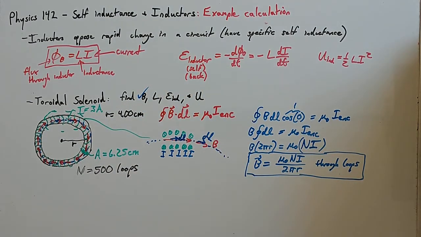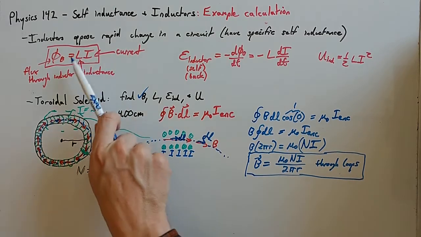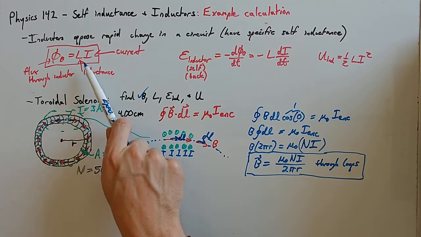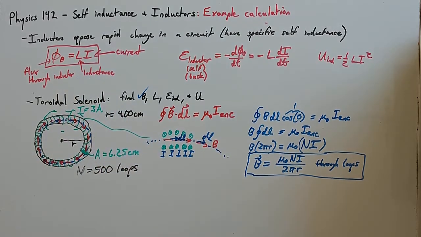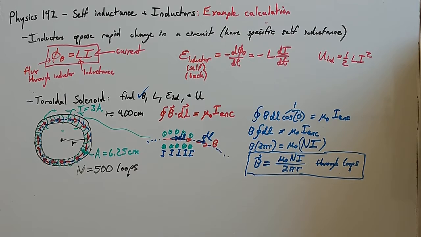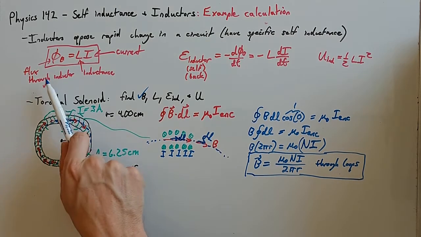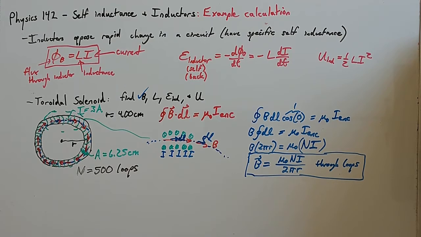Check. The next question is, well, what about the inductance of this solenoid, right? This is something that has a specific geometry. It has a specific area. And so we should be able to work out what the inductance is, right? Because the inductance is something that tells us basically about the geometry, right? How much flux do you get through the inductor for a given amount of current? So we can calculate that. So let's go ahead and do it.